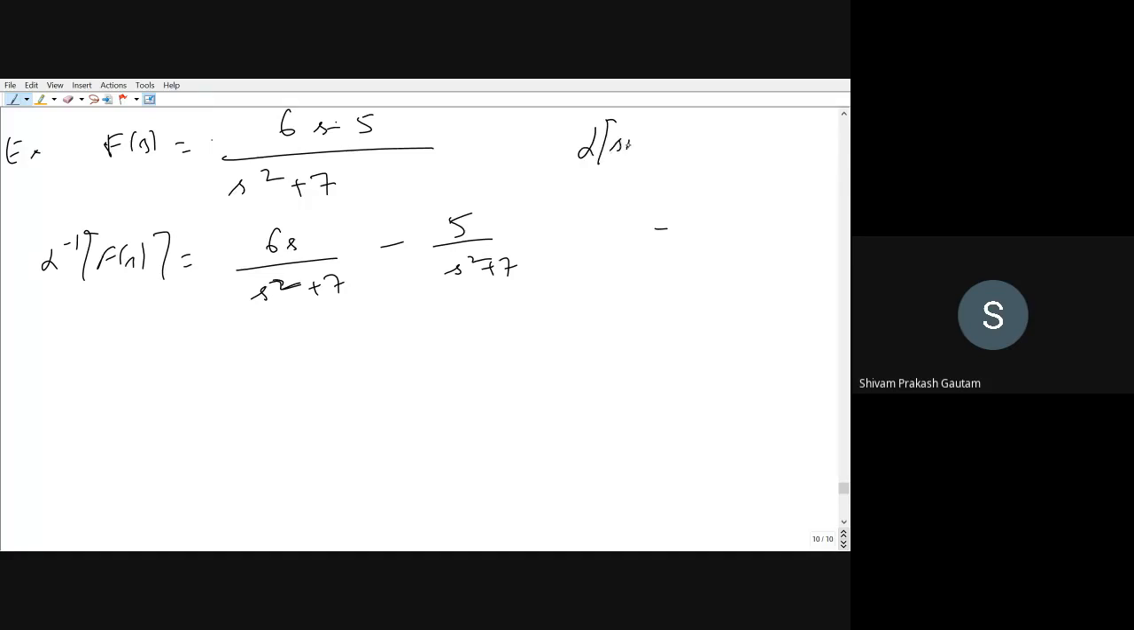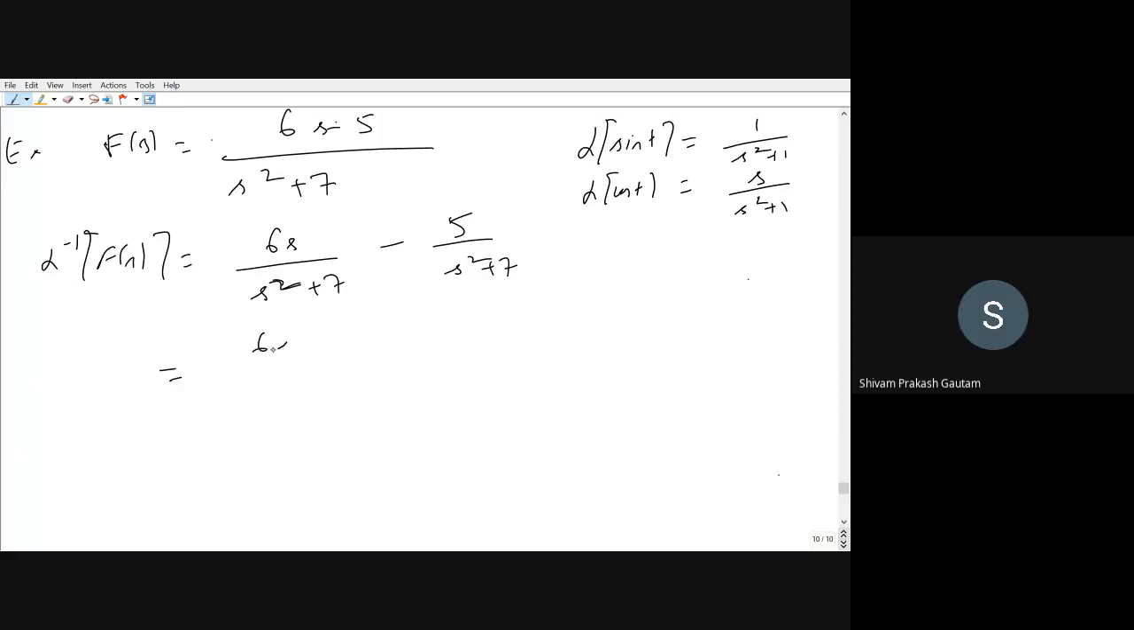Laplace transform of sine t and Laplace transform of cos t. So Laplace transform of sine t is omega upon s square plus omega square, and omega right now is 1 here. This will be equal to 1 upon s square plus 1, and this will be equal to s upon s square plus 1. Right?